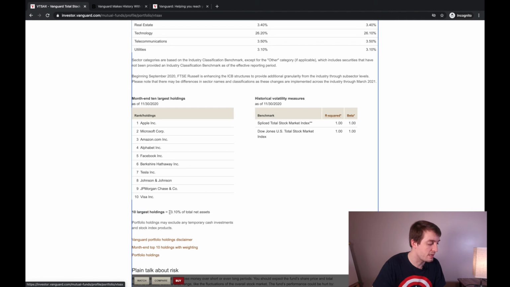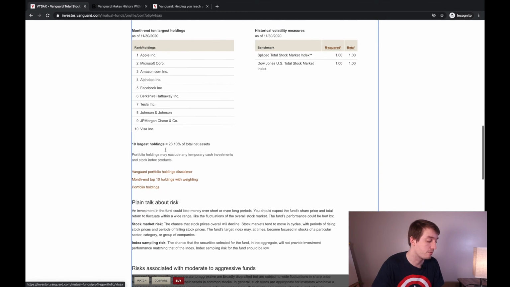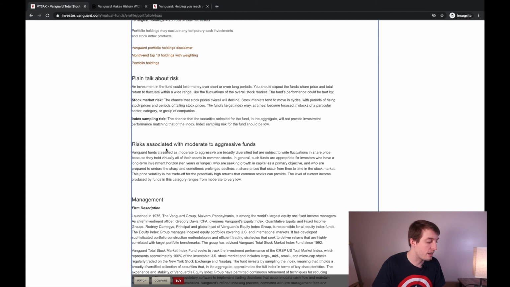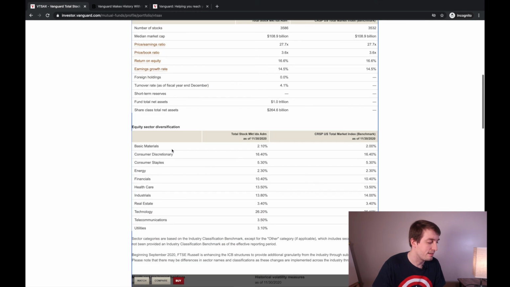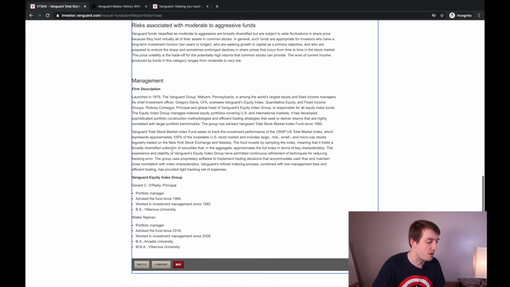And then we'll show you, hey, these 10 holdings hold 23% of the total net assets. So those are probably some good companies that you would want to track individually to see how they're doing. And then if you keep going down, they're going to show you a bunch of different things, talk about risk and things like that.